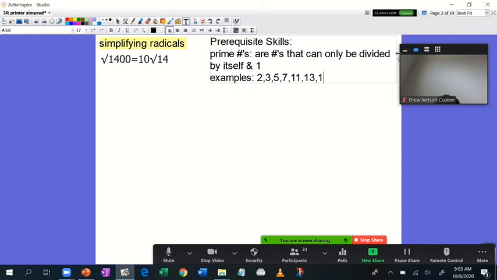People sometimes think 15 is one of them. Not too many times though. But 15 is not a prime number because it can be divided by 5 and 3. And I'll go up to 17.